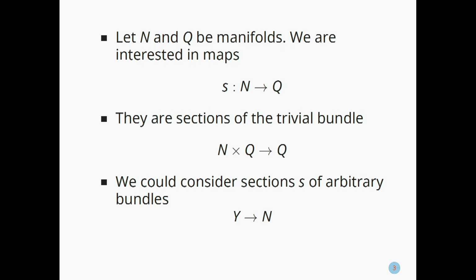The main characters of my play are going to be functions from a manifold to another manifold. So we are looking for maps from N to Q satisfying some equations, right? For example, you can think of these maps as sections of this trivial bundle, right? So that's a way, okay?